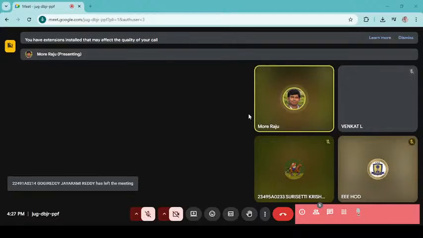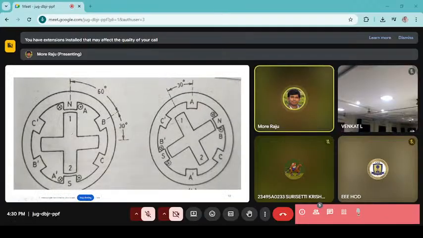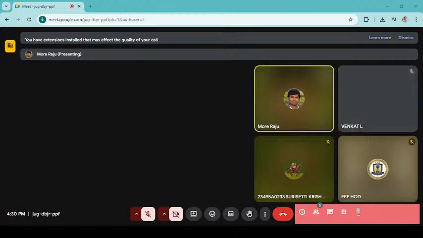Because the field flux will be generated, what is the direction of rotation of this particular rotor? The rotor will try to catch the low reluctance path. Where there is an air gap, the reluctance is high, so the rotor does not move in this direction. The flux is generated from here towards B, and the rotor will try to align with the low reluctance path.